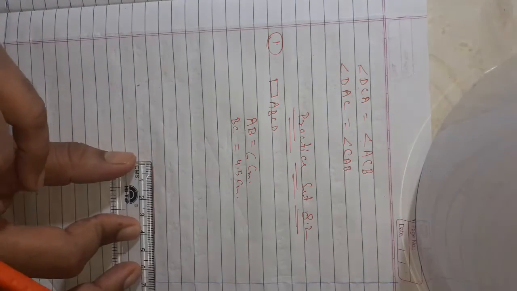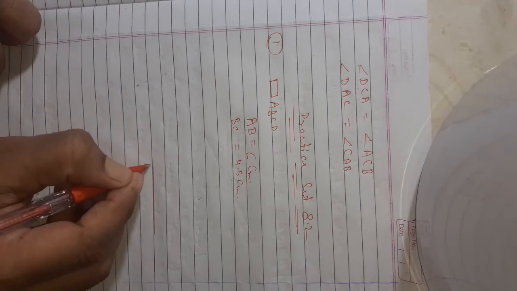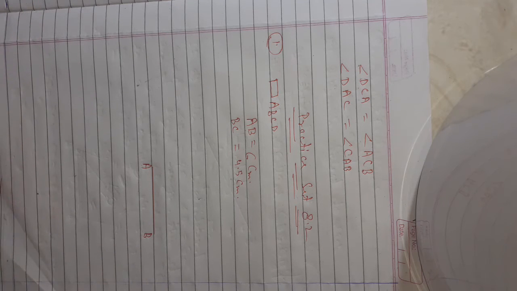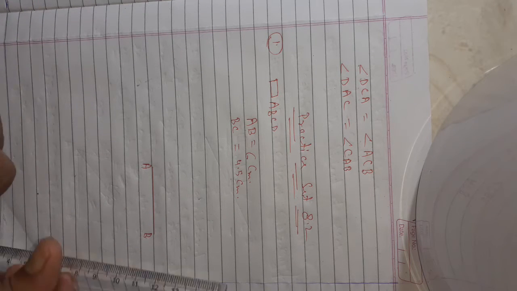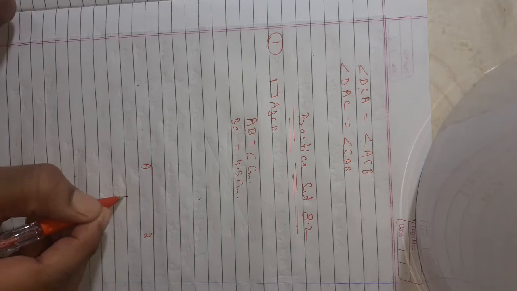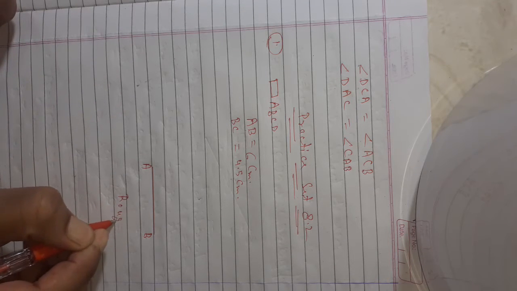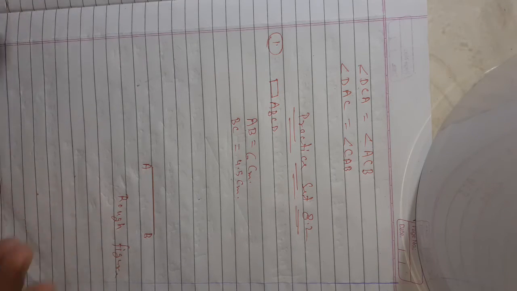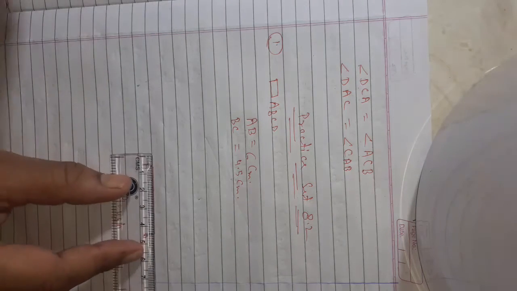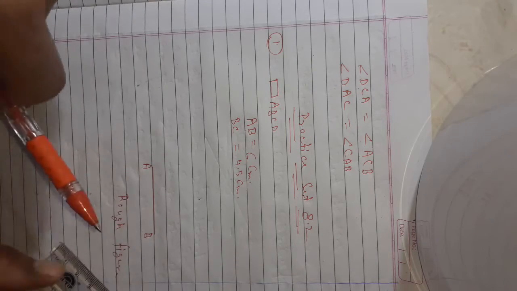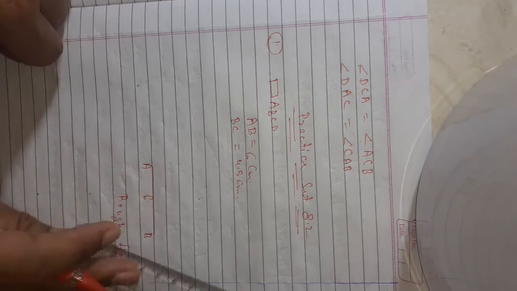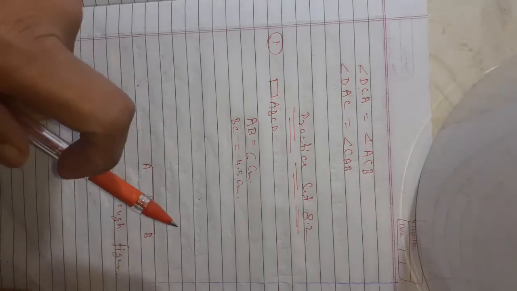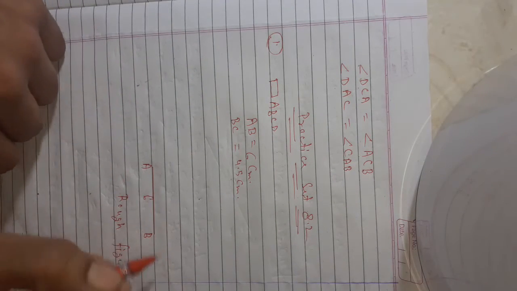Here suppose that it is AB. So AB is 6 centimeter and BC is equal to 4.5. This is a rough figure. So here is AB 6 centimeter, then BC 4.5. This is a rectangle, na?